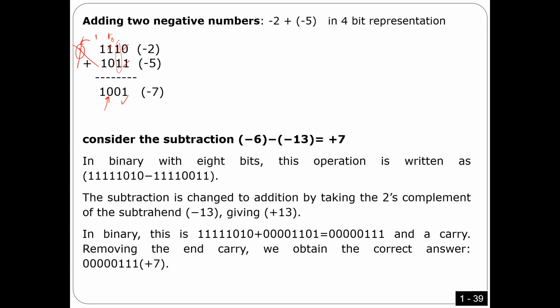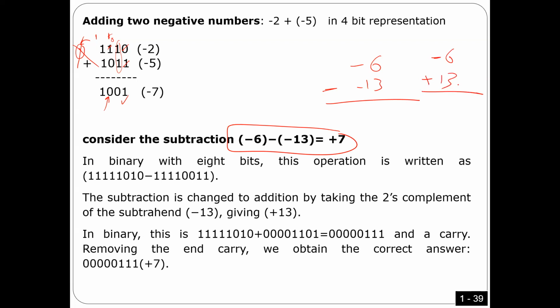Unbelievable. So the same hardware can be used for addition, signed or unsigned, and also for subtraction. Why? Because subtraction I can deal with as addition. For example, if I want to do this kind of subtraction, -6 minus -13, actually this subtraction can be an addition. It's actually -6 plus 13, right?